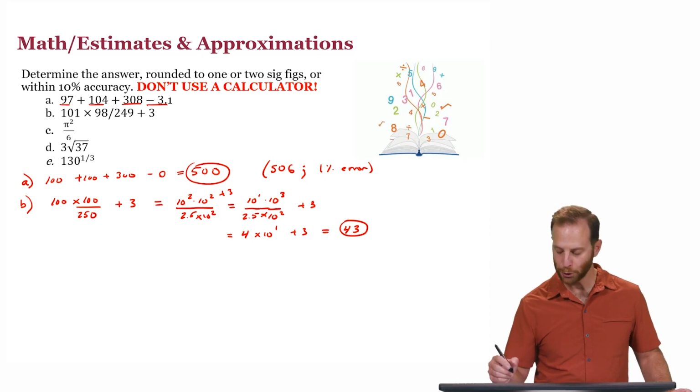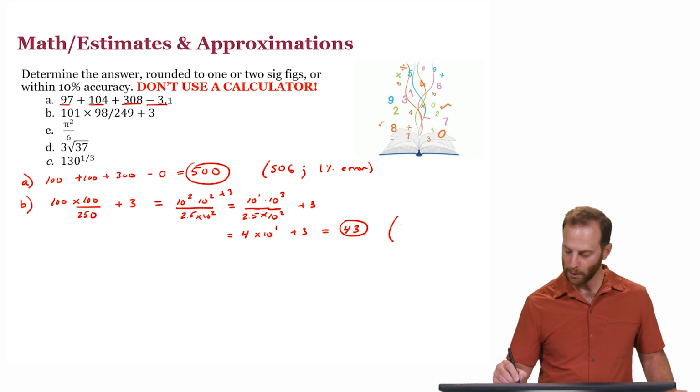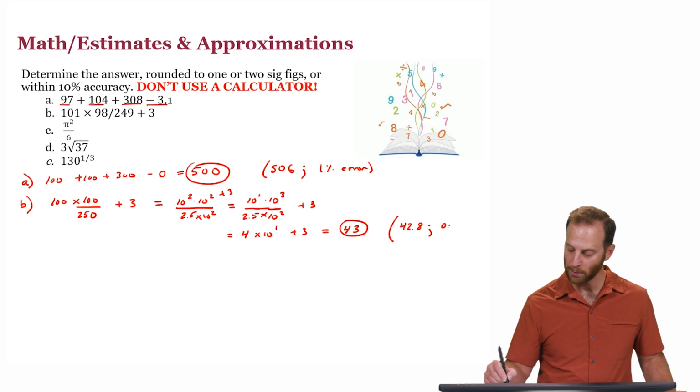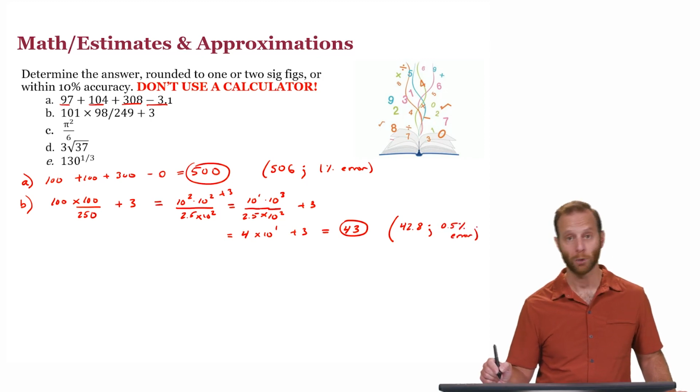If you then actually check, what would you get with your calculator? You would get 42.8, at least to 3 sig figs. Notice that that is a pretty small error. It's about 0.5%. So pretty good.